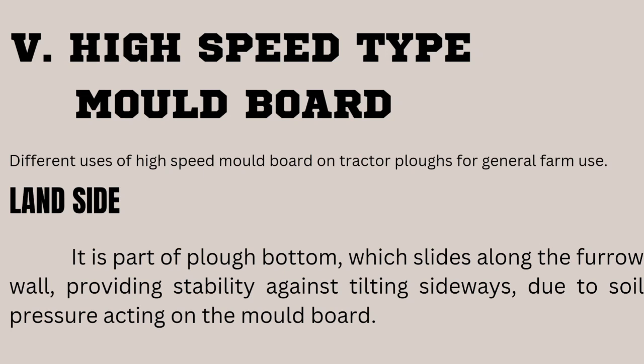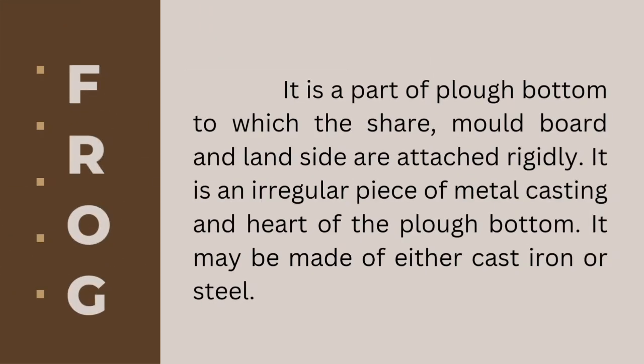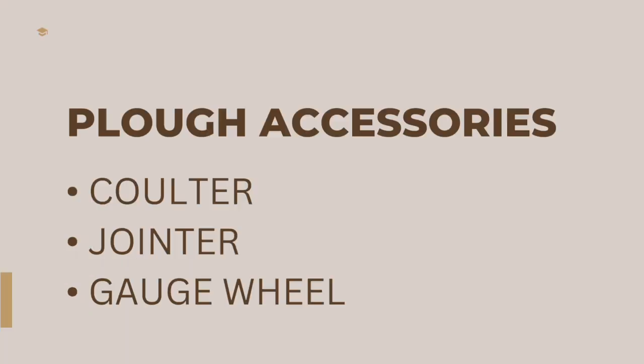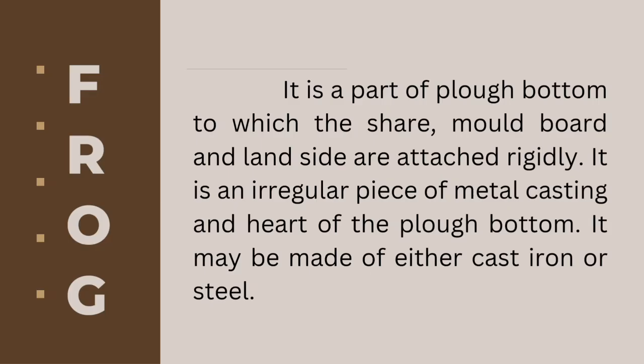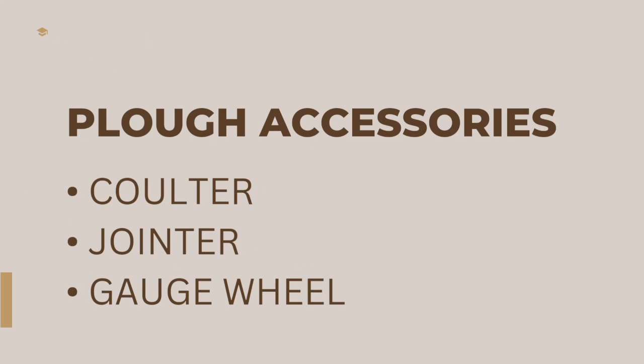Landside. It is the part of the plow bottom which slides along the furrow wall, providing stability against tilting sideways due to soil pressure acting on the moldboard. Frog. It is a part of the plow bottom to which the share, moldboard, and landside are attached rigidly. It is an irregular piece of metal casting and the heart of the plow bottom. It may be made of either cast iron or steel. Plow accessories are coulter, jointer, and gauge wheel.